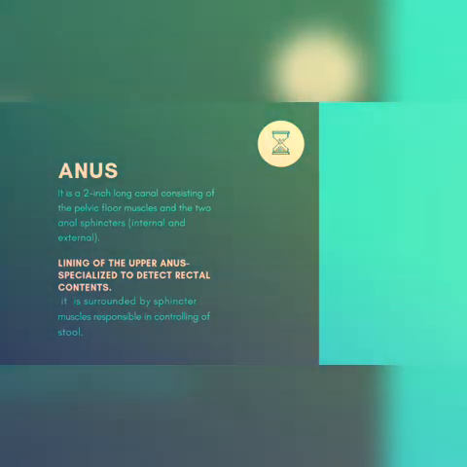The last part of the digestive system is the anus. It is a 2-inch long canal consisting of the pelvic floor muscles and the two anal sphincters, internal and external. The lining of the upper anus is specialized to detect rectal contents. It lets you know whether the contents are liquid, gas, or solid. The anus is surrounded by the sphincter muscles that are important in allowing control of stool.